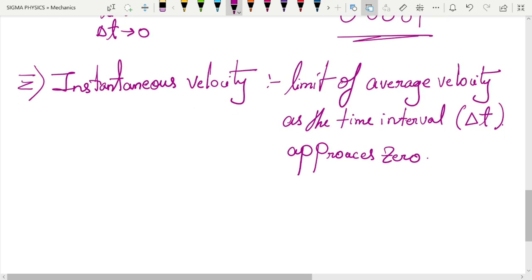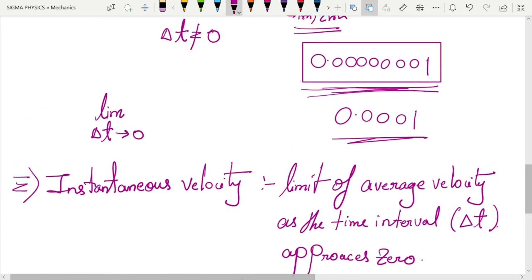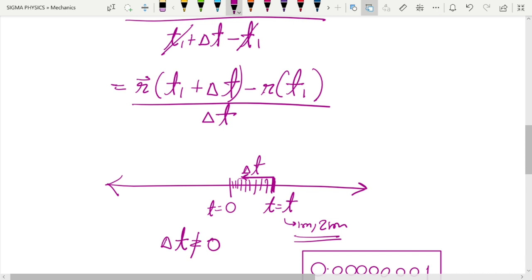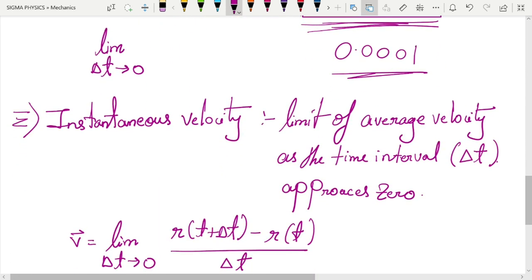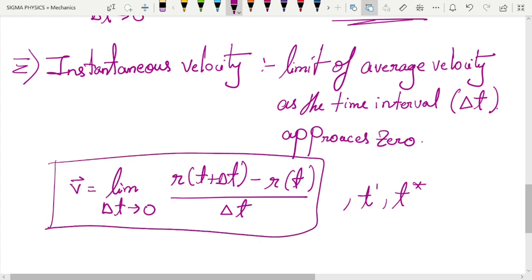So instantaneous velocity can be written as limit delta t tending to zero of r of t plus delta t minus r of t, divided by delta t. Here I have just replaced the t1 by t, which does not make any difference, because whether you write it as t1, t, t prime or t star, it does not really matter what you call it. Those are just notations, right? So this is how we define instantaneous velocity.